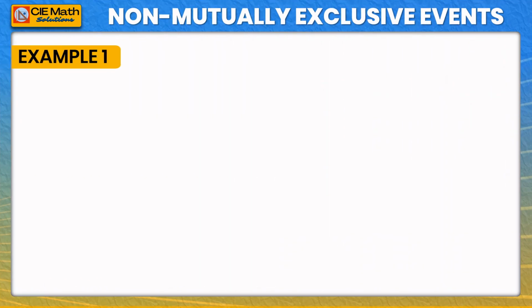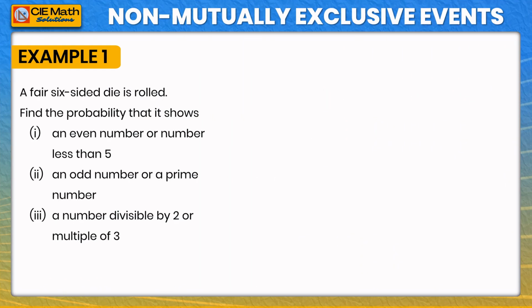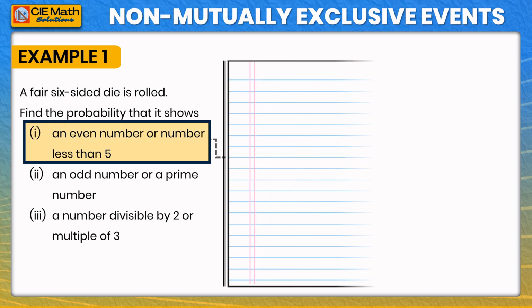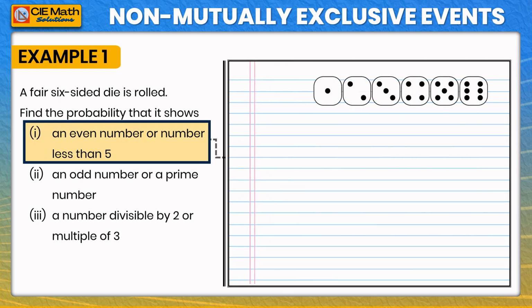Example 1. A fair 6-sided die is rolled. Find the probability that it shows, first, an even number or a number less than 5. We know that for the die there are 6 results. If we list down for the event of getting an even number, the results are 2, 4, and 6. Writing down the probability of even is equal to, there are 3 of them out of the 6 results.